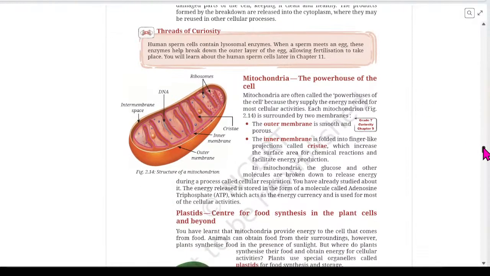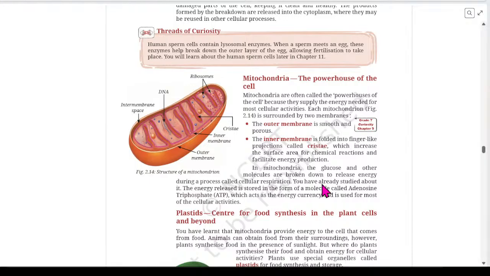Mitochondria, the powerhouse of the cell. Mitochondria are called the powerhouse of the cell because they supply the energy needed for most cellular activities. Each mitochondrion is surrounded by two membranes. The outer membrane, which is smooth and porous. The inner membrane is folded into finger-like projections called cristae, which increase the surface area for chemical reactions and facilitate energy production. In mitochondria, glucose and other molecules are broken down to release energy during a process called cellular respiration. You have already studied about it.